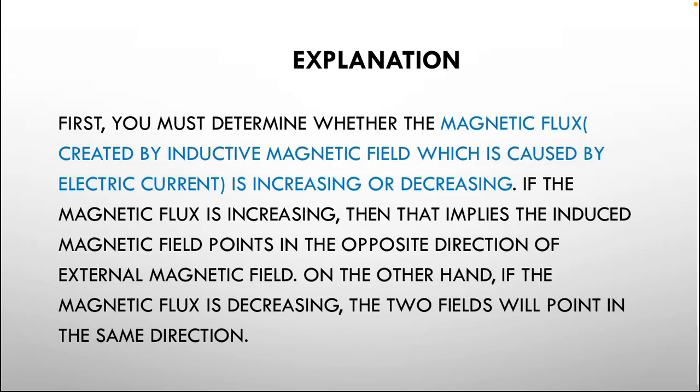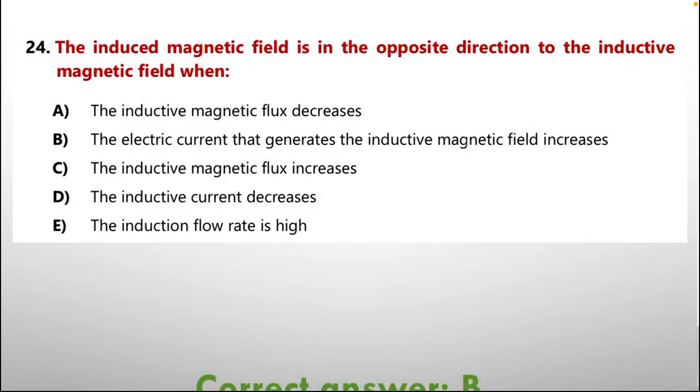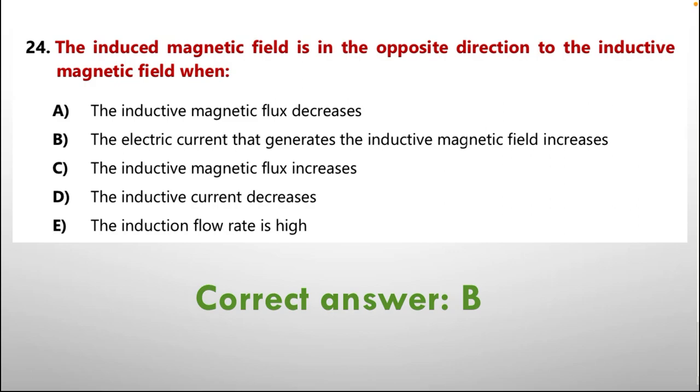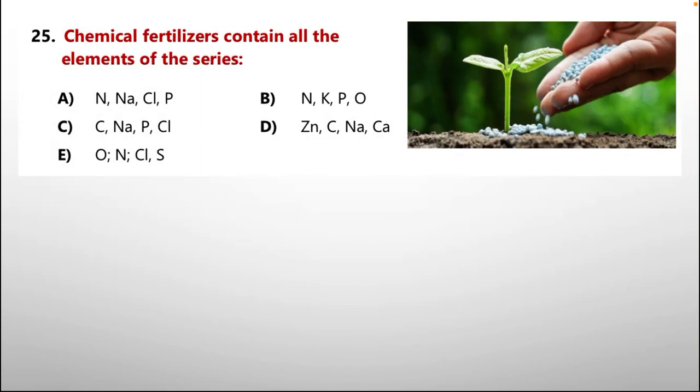For this question we are going to explain something. First you must determine whether the magnetic flux created by the inductive magnetic field, which is caused by electric current, is increasing or decreasing. If the magnetic flux is increasing, then the induced magnetic field points in the opposite direction of the external magnetic field. On the other hand, if the magnetic flux is decreasing, the two fields will point in the same direction. According to the highlighted line, the answer we get is option B. The electric current that generates the inductive magnetic field increases. Moving on, question number 25.